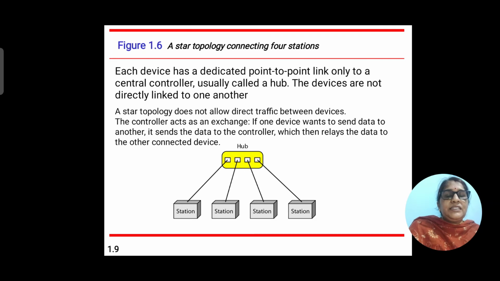So as shown in this slide, here we have a hub through which we have connected 4 different stations. As the definition of star topology tells, each device has a dedicated point-to-point link only to the central controller, usually called the hub. So, as the definition told, here also the stations are connected to the hub.